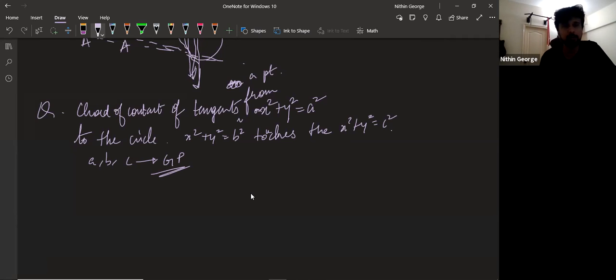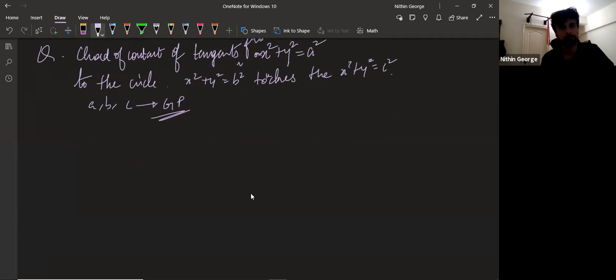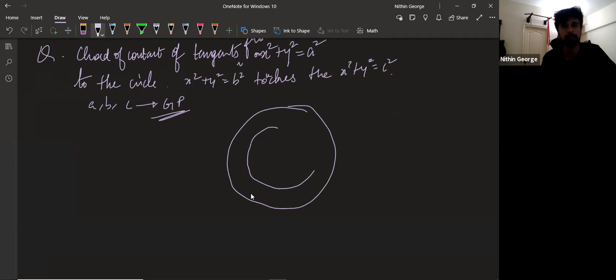What do we have here? We have three concentric circles. There is one circle here, inside which there will be another circle, inside which there will be another circle. A, B, and C will have to be determined.